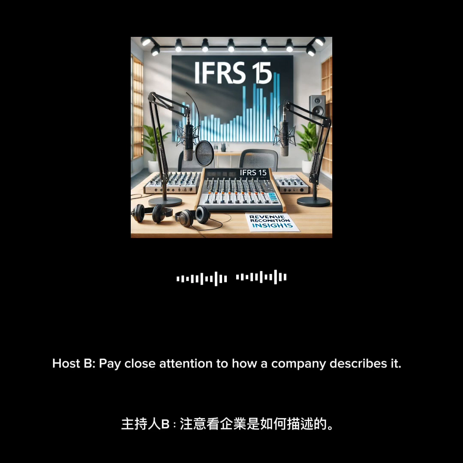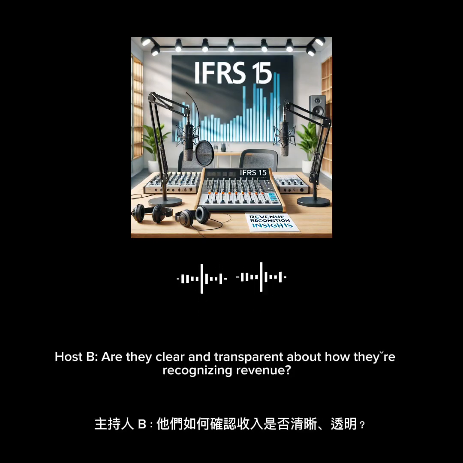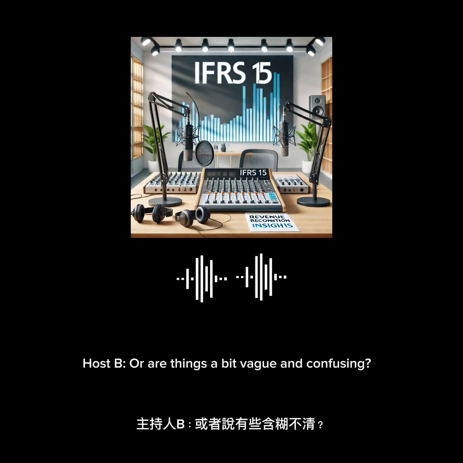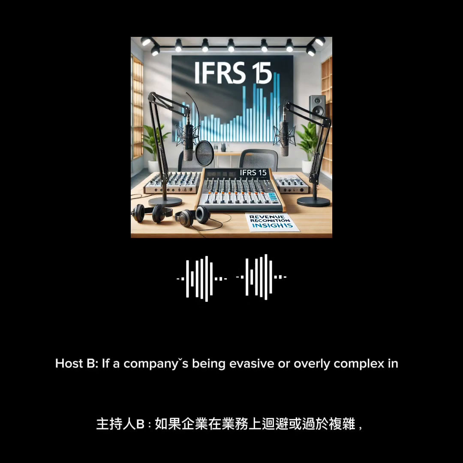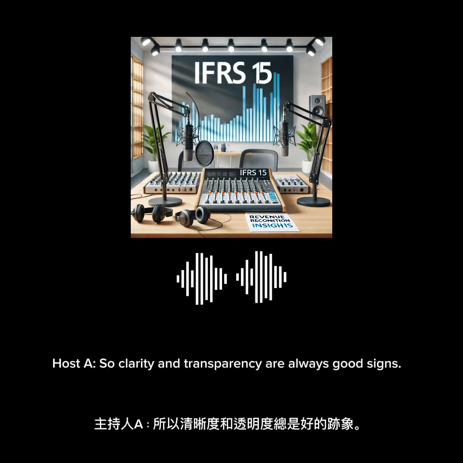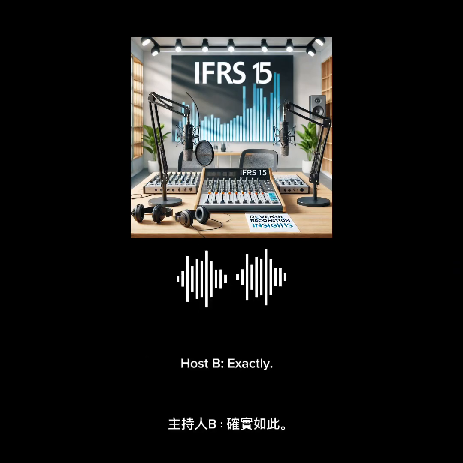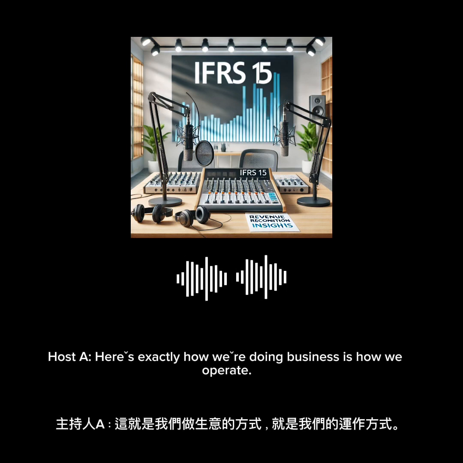Pay close attention to how a company describes its contracts and performance obligations. Are they clear and transparent about how they're recognizing revenue? Or are things a bit vague and confusing? If a company's being evasive or overly complex in its disclosures, it could be a sign that they're trying to hide something. So clarity and transparency are always good signs. Absolutely. Like they're saying, hey, we have nothing to hide. Exactly. Here's exactly how we're doing business. Here's how we operate.